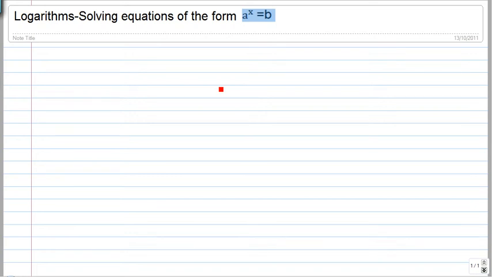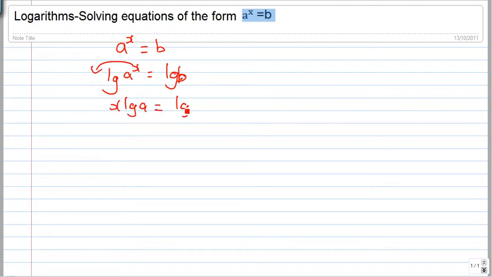Alright, so in this section we learn how to solve equations in the form of a to the power x equals b. Generally what you do is you log both sides. So you can bring x down, so x log a equals log b, and x equals log b divided by log a. So this is in general what you actually do.